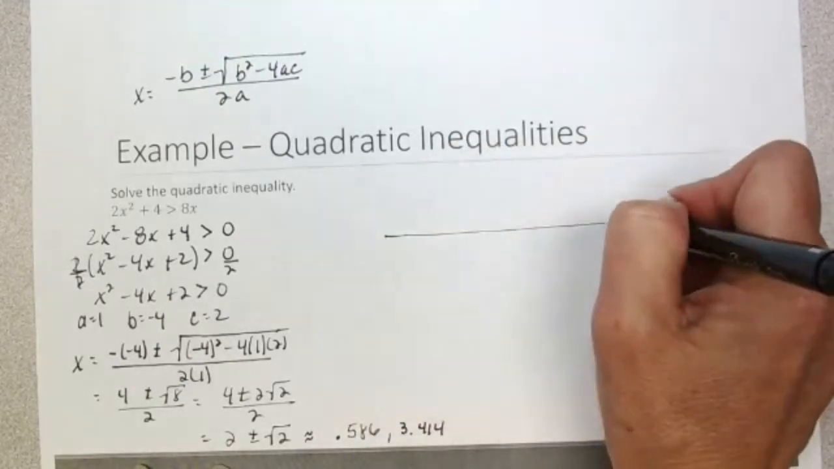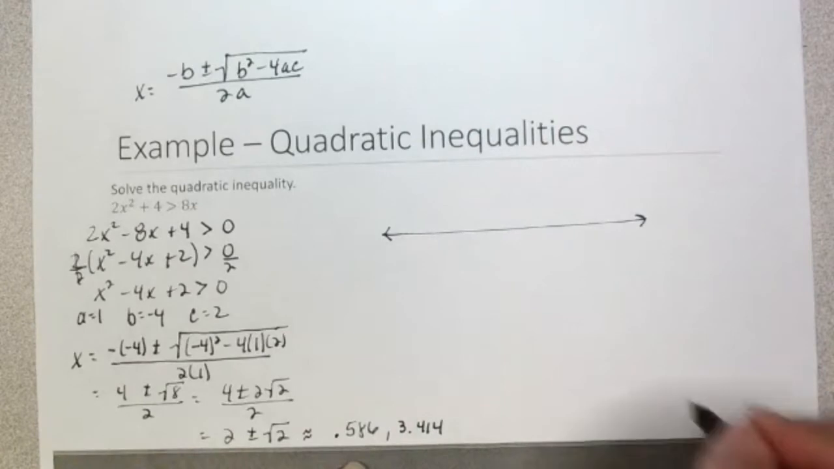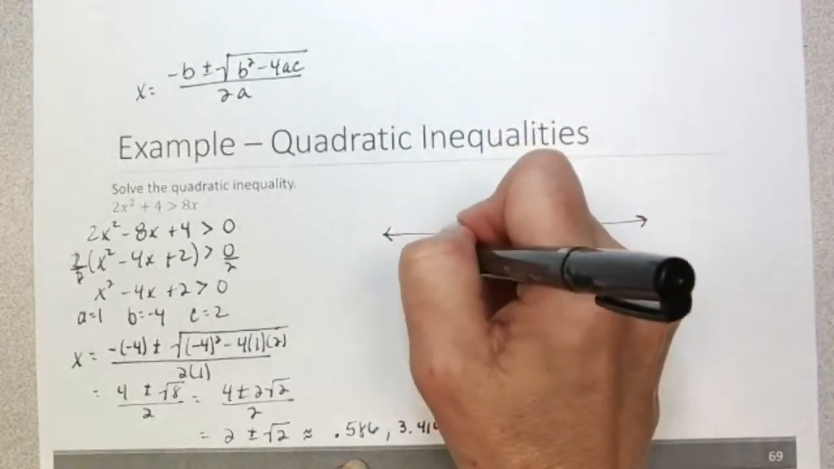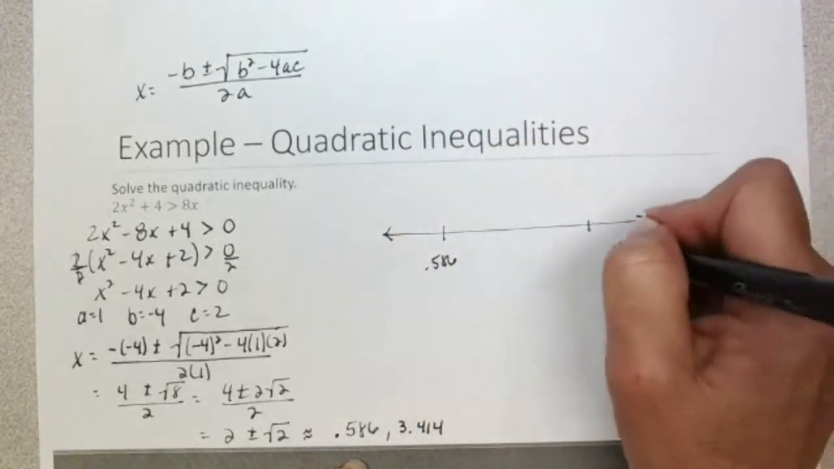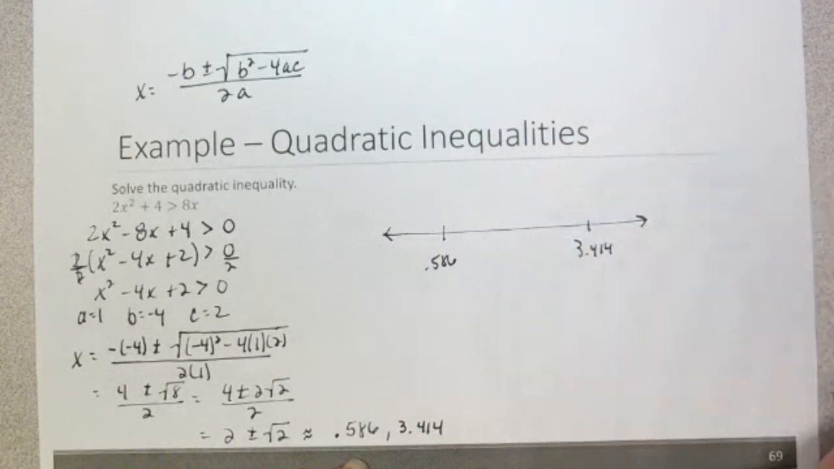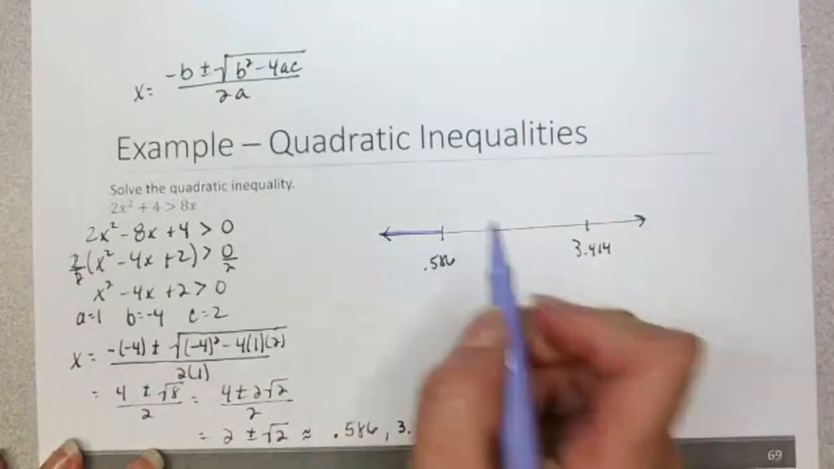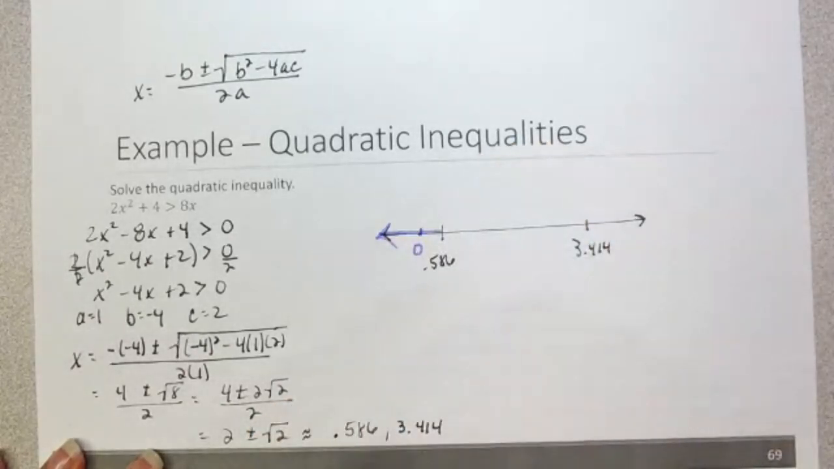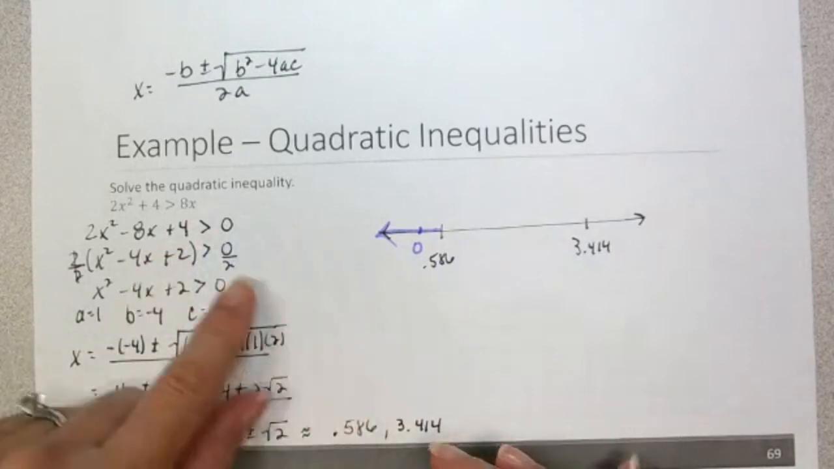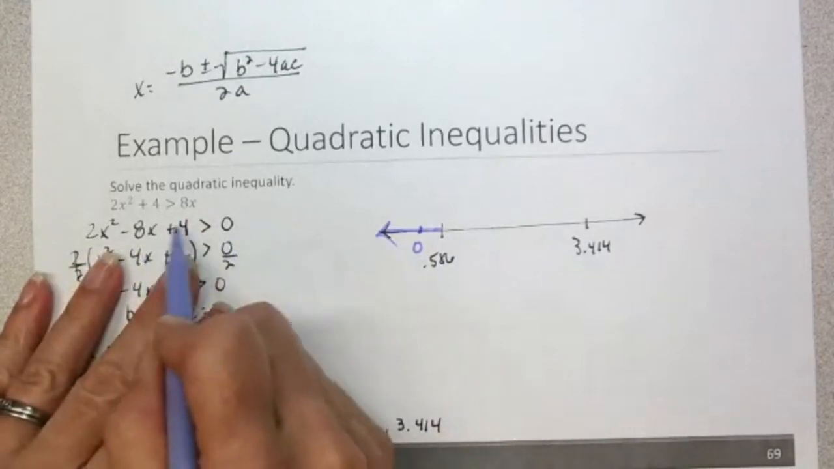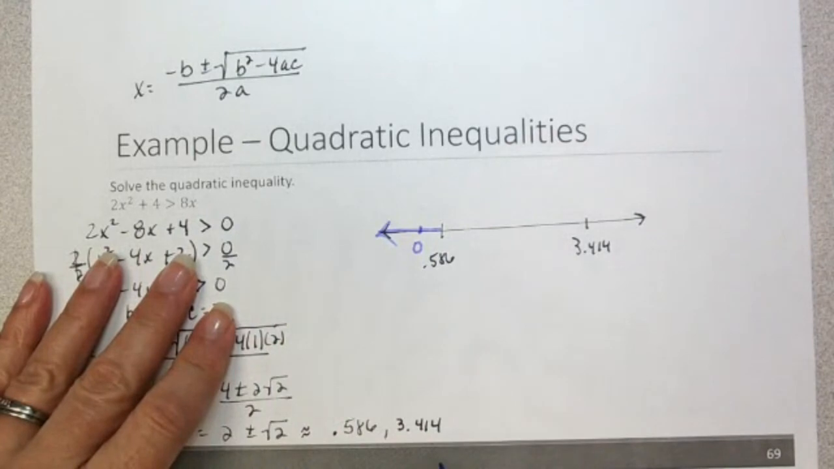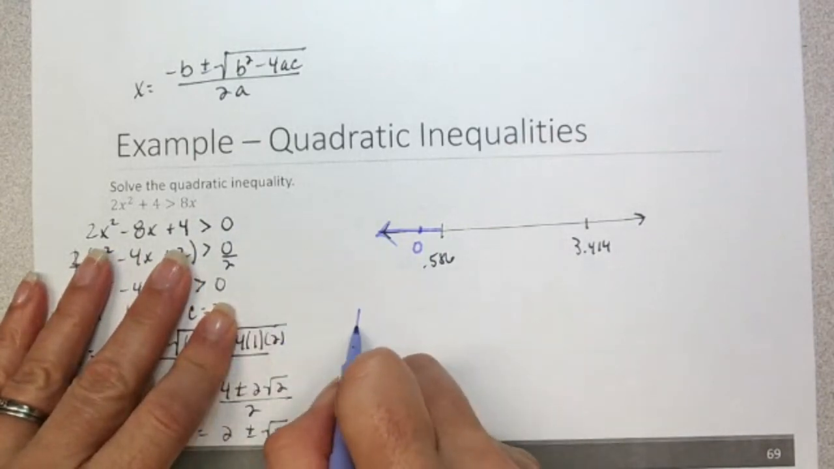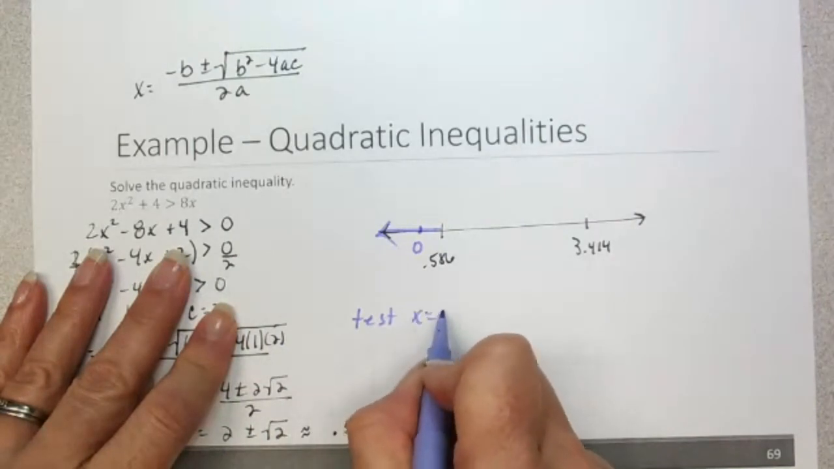Let's put those on the number line to divide up our intervals. We'll say 0.586 is here and 3.414 is here. Okay, so let's test those intervals now. Let's see, our first interval here, we'll say that's the purple interval. We'll use 0 because that value is in there. All right, so let's test 0. We don't have a factored version to use this time, so we're going to have to use the initial version of it, right? That's fine, we can do that. All right, so we'll test x equals 0.